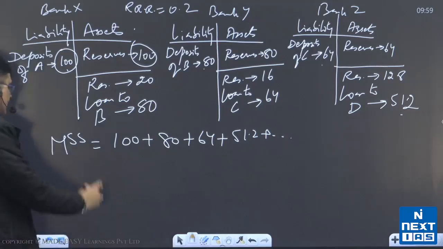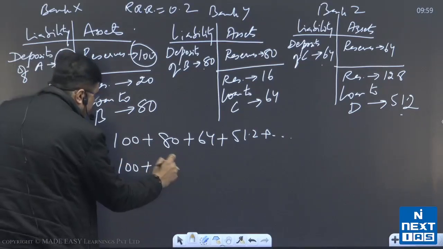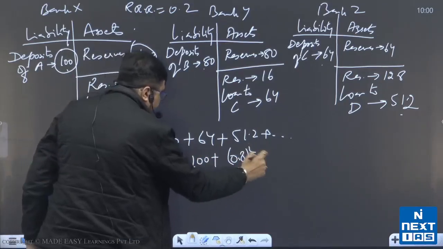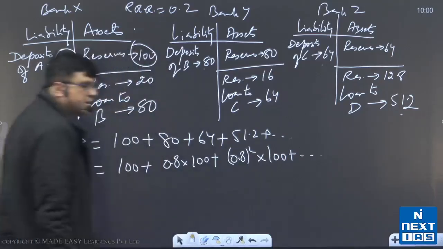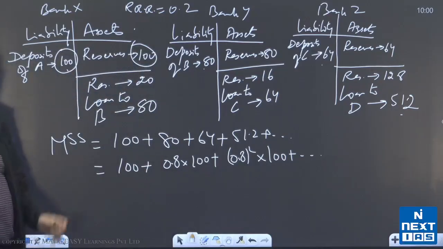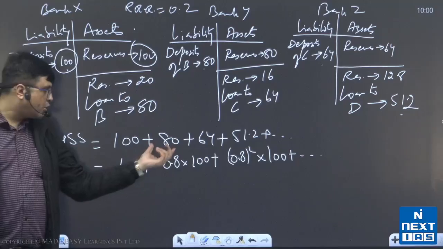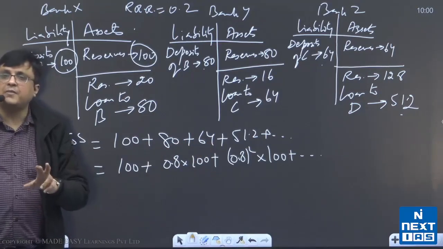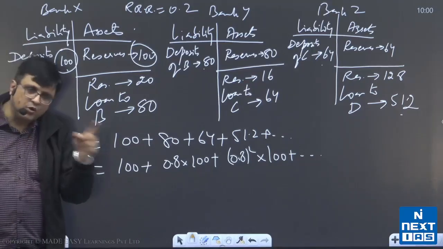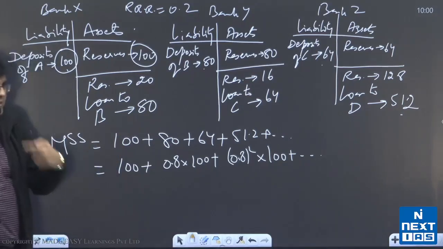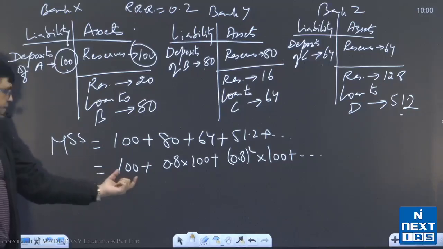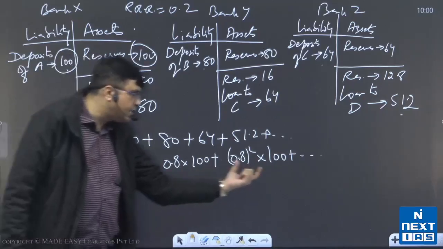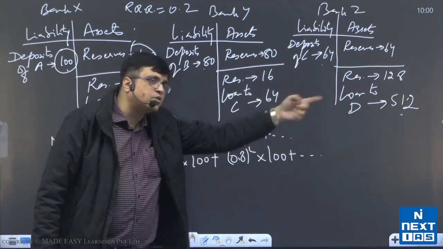Now understand, I can write it as 100 plus 0.8 into 100 plus 0.8 square into 100 and so on. Where does this 0.8 come from? The common ratio by which I'm changing all this. Why does this 0.8 come in? Because every time I'm keeping 20% in reserve and lending out 80%. So the deposits कैसे बढ़ेंगे आप सोचिए? How will the deposits rise? They will rise as initial high-powered money created by RBI plus 80% of that, plus 80% of that, then 80% of that, and so on.